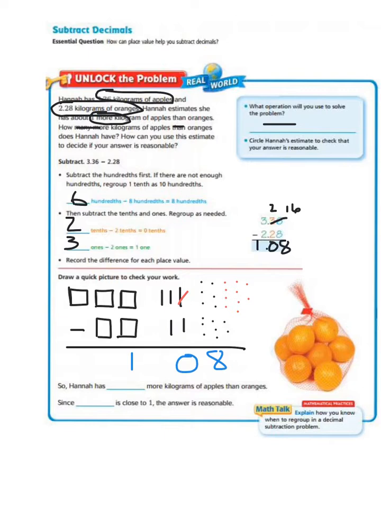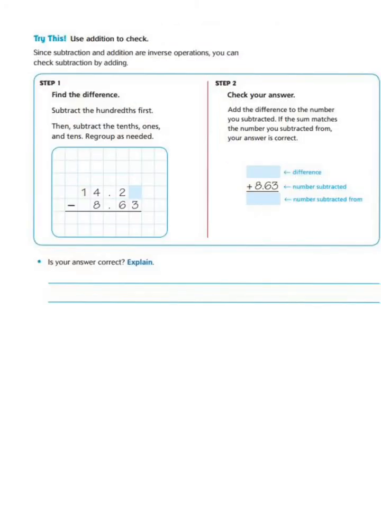So we see that Hannah has 1.08 more kilograms of apples than oranges. So since 1.08 is close to 1, which was what her estimate was up here, the answer is reasonable. Now we're going to try this. We can use addition to check. Since subtraction and addition are inverse operations, you can check subtraction by adding.